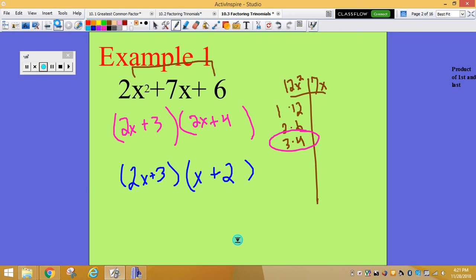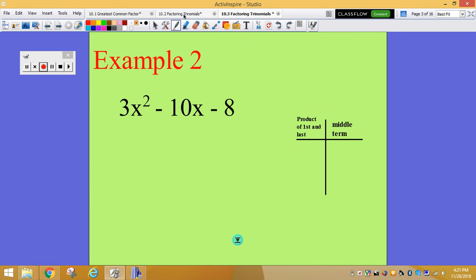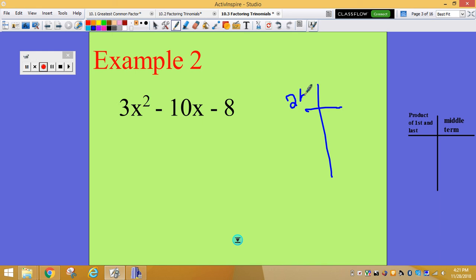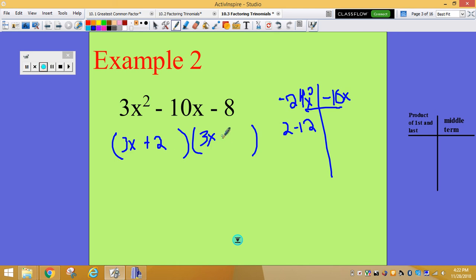Let's do another one. All right, first times last is 24. Oh, -24, x squared. And my middle term is -10x. So I could do 1 and 24, that won't work. 2 and 12, that's the one that's going to work. And to get -10, my 12 would be the negative. So let's break this down. The 3x goes to both. My answers were a +2 and a -12.